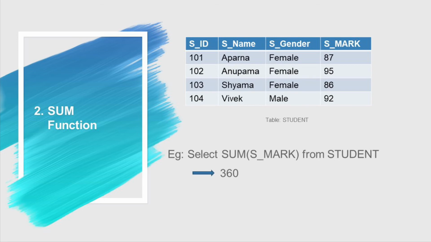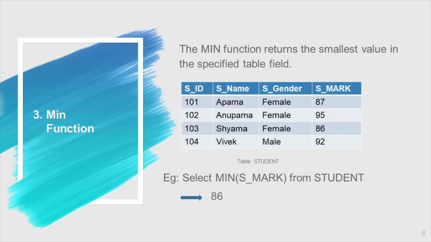Next one is min function. Min function will generate the minimum value or the smallest value in the specified field. Here in this particular example, the student mark is the lowest for 103, that is student ID with 103 is having 86. So, that will be generated as the output of this min function. If we select min of student mark from student, it will generate the minimum mark of this particular column.